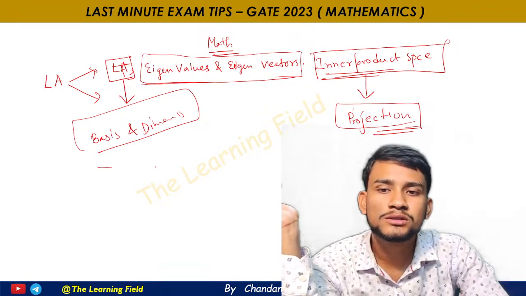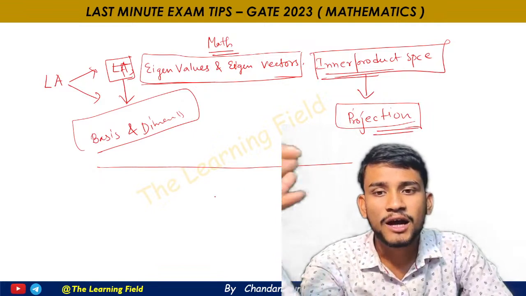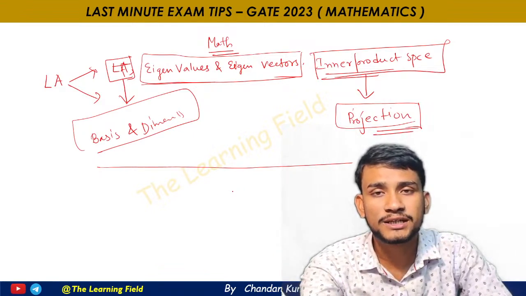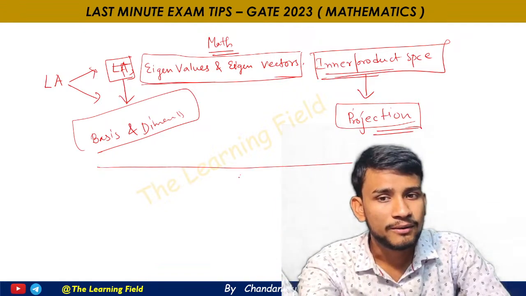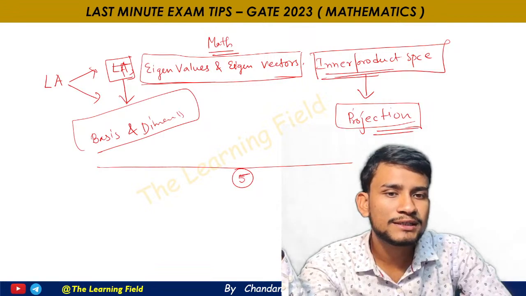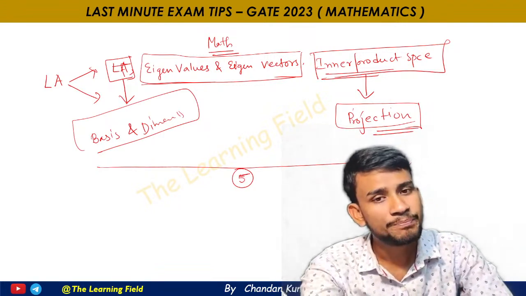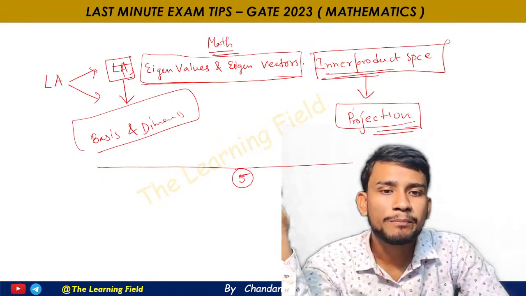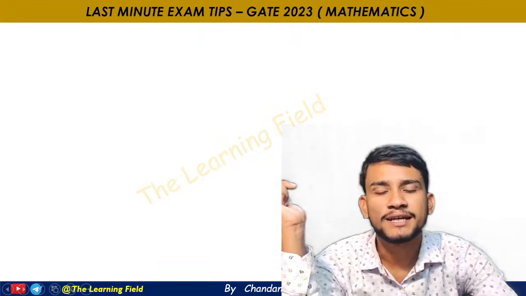So here, if you can revise, or if you are a CSIR exam candidate, then you can easily gain at least 5 marks from linear algebra. So 8 marks from the aptitude and 5 marks from linear algebra. Then we come to complex analysis.